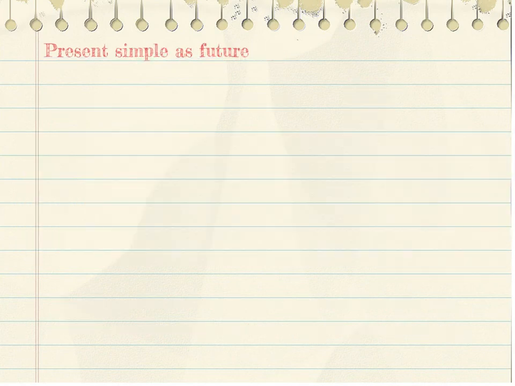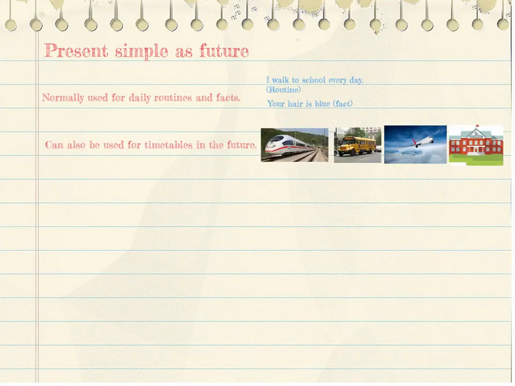So in this final part of the video, we are going to focus on the present simple as future. We normally use the present simple for daily routines and facts. For example, I walk to school every day, or your hair is blue. However, the present simple can also be used for timetables, which means that we can use it for a train, for a bus timetable, for a plane, or even for a school timetable. So I'm going to give you a real example to help prove my point.